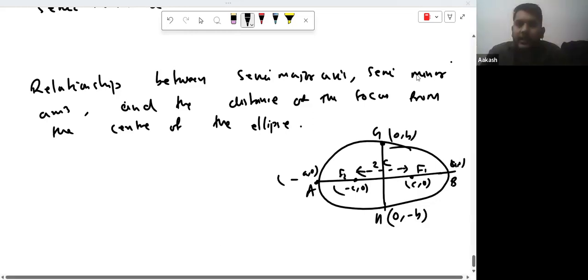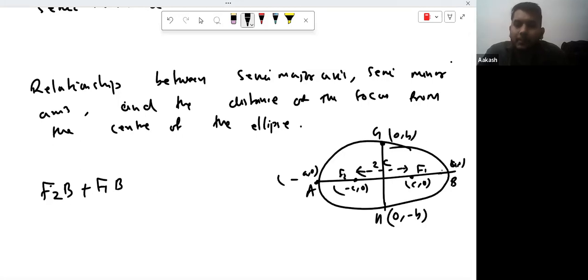Okay, so looking at the diagram, who can tell me the distance of F2B plus F1B? We are taking B as a point on the ellipse and finding the distance from the foci, right? That was the definition of an ellipse, that the sum of the distances from the foci to the point should be equal for all the points. So what is F2B? Can anyone look at the diagram and tell me F2B in the form of a, b and c? What will be the distance of F2B? 3c? No, not 3c.